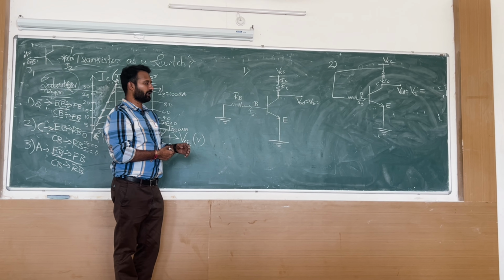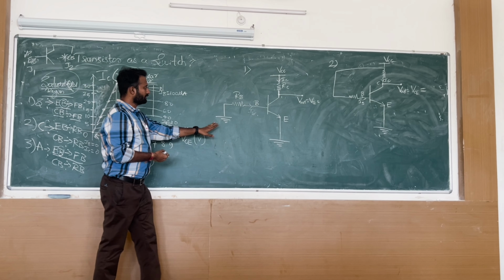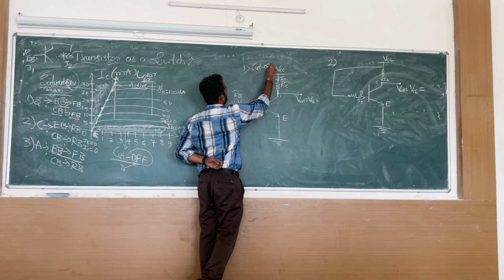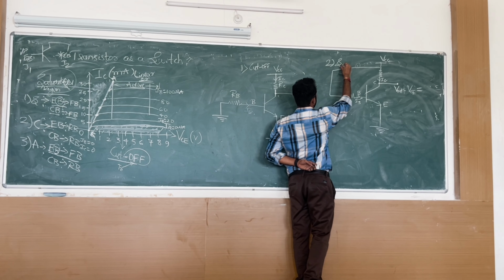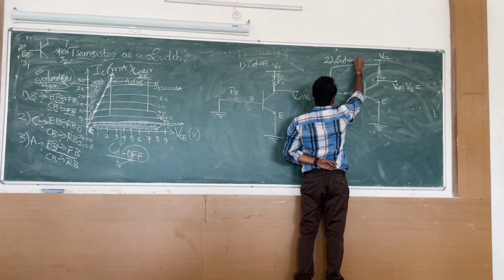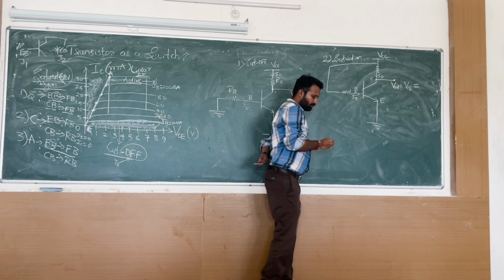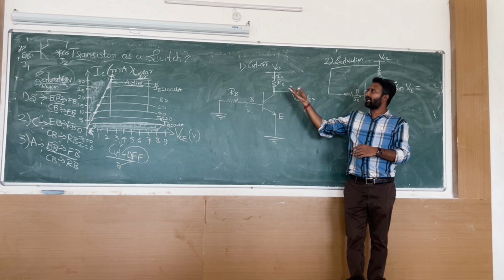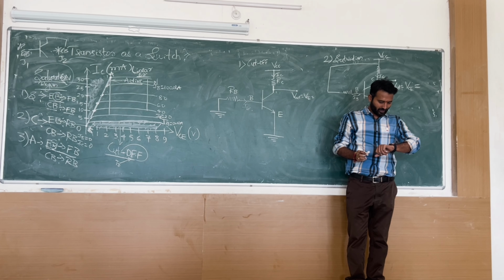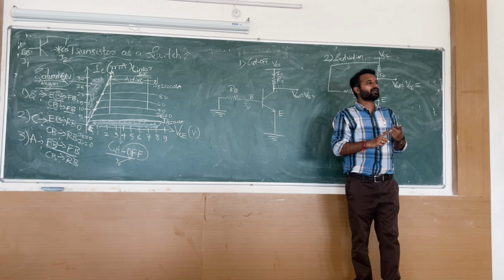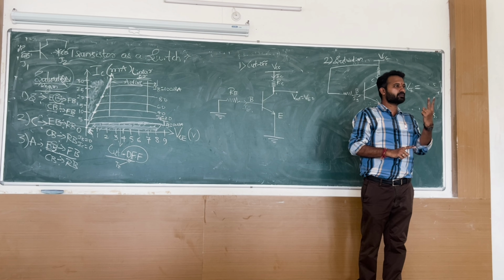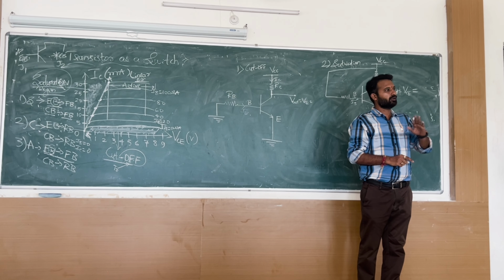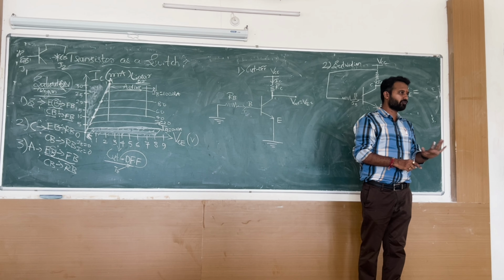Those two girls are correct. This is the cutoff region. This is the saturation region. Focus here. Now let me explain why this is cutoff and why this is saturation. In how many regions will the transistor act as a switch? Two regions. In the saturation region it is in on condition. In the cutoff region it is in off condition.